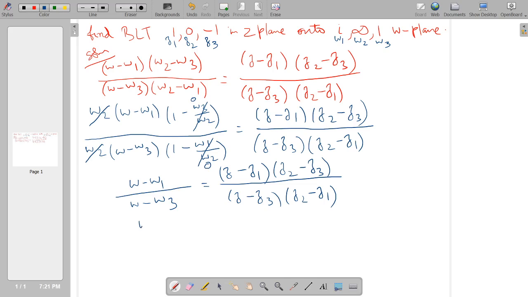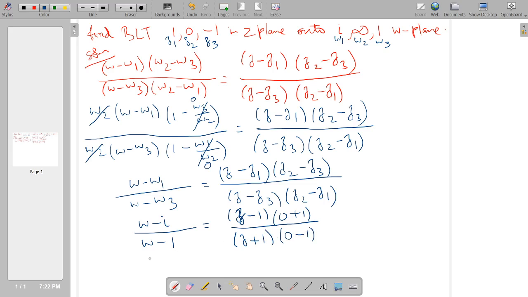So I will have (W minus i) by (W minus 1). This will be (Z minus 1) into (0 plus 1) by (Z plus 1) into (0 minus 1). Okay.